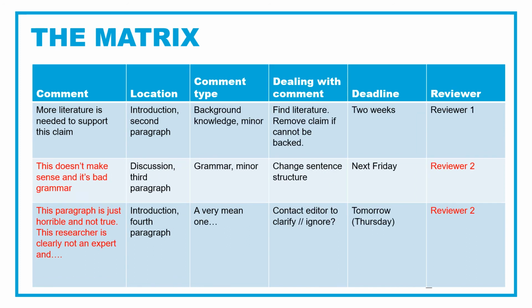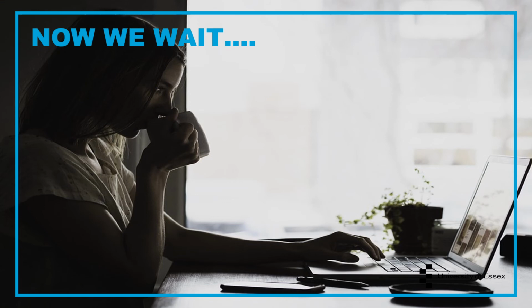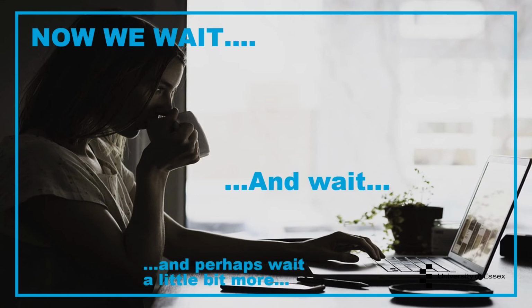If you also identify which reviewer left which comment, you may start to identify some patterns. If you find one reviewer is being particularly harsh, for example, you could query this with the editor. Once you have made all of the revisions, you need to send a letter to the editor alongside the edited manuscript detailing how you have dealt with the comments. And then we wait, and sometimes wait a bit more. Getting a paper published can be a long process, so it's important to be patient.